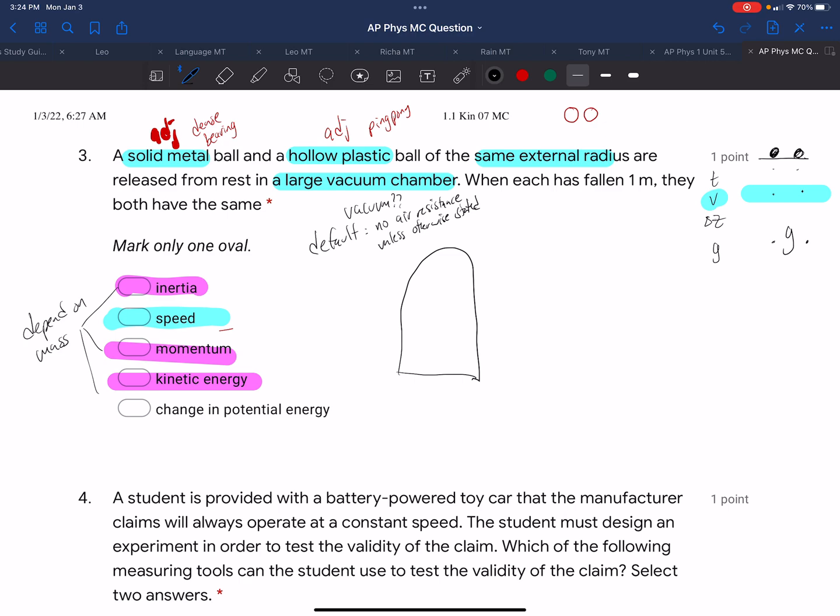Momentum depends on mass. They don't have the same mass. And kinetic energy depends on mass. So they don't have the same. And a little bit further down the road, we'll learn about potential energy, but that also depends on mass. Now, you don't need to know those things to know that the speeds would be equal, right? So all 3 of those, all 4 of the purple ones depend on mass.